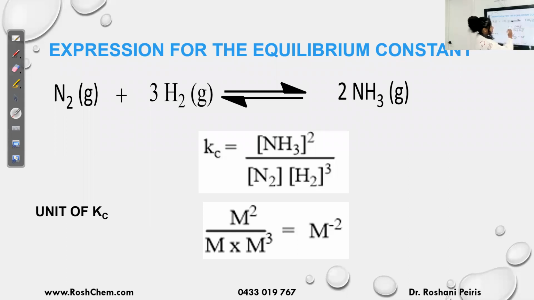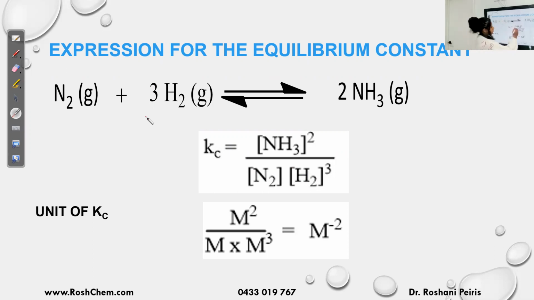When you write the Kc expression, on top you need to have the product, which is NH3. The square bracket represents the concentration, so it is the concentration of NH3 to the power 2. The power 2 comes from the coefficient. The coefficient in your balanced equation becomes the power. So Kc equals NH3, the product, to the power 2, divided by the concentration of N2, the reactant. N2 has no coefficient, so the power is just 1 and we don't write it, times the concentration of H2 to the power 3, because the coefficient of H2 is 3.